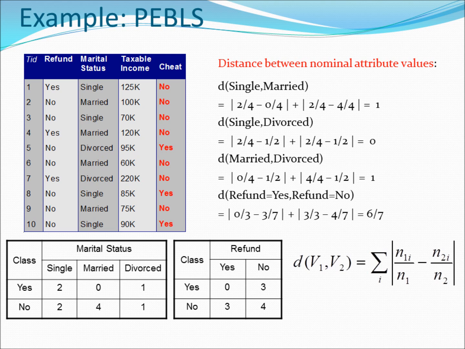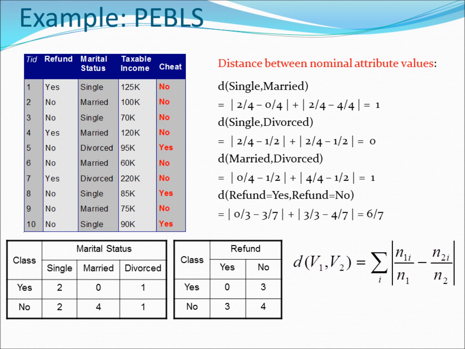And intuitively, married gives you a 0 entropy. Can you see it? It's all 4. And this gets you the highest entropy, half and half, right? That means no information here. So that distance is 1. When you compare single and divorced, both have no information, half and half. Can you see? The distance is 0.